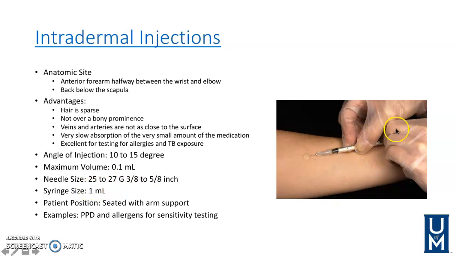Our total amount that can be pulled up in the syringe is 1 mL, because remember, we don't need much medicine to be drawn up in this syringe. We want the patient seated with the arm supported if we are using that forearm. And we already talked about PPDs, that purified protein derivative for our tuberculin skin test, and for different allergens for sensitivity testing.